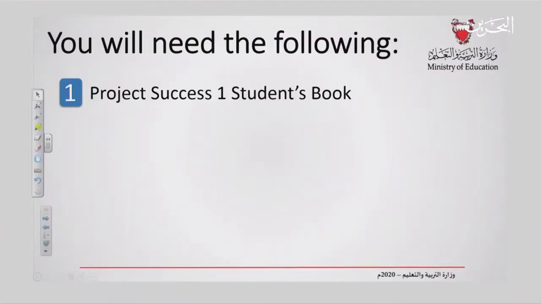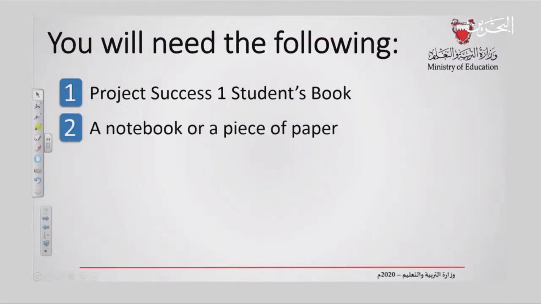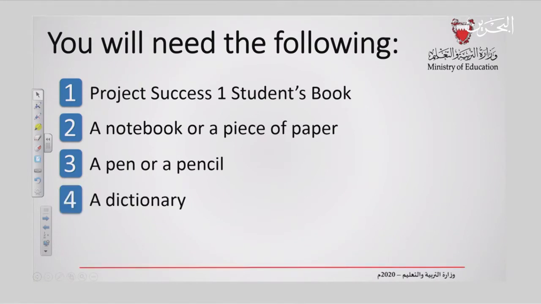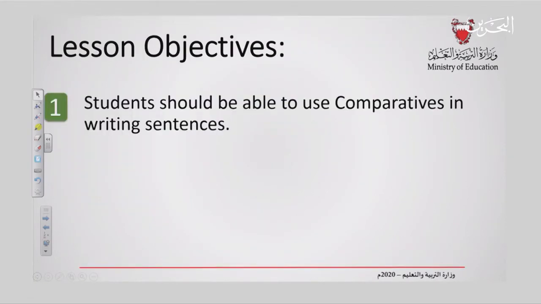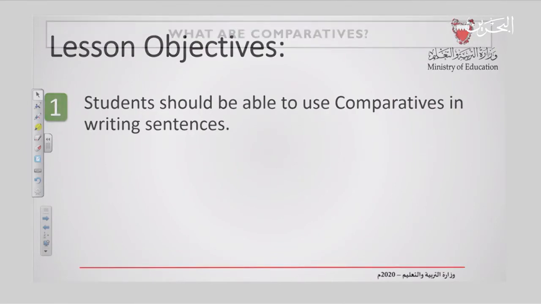Number 1, Project Success 1 Student's Book. Number 2, a notebook or a piece of paper. Number 3, a pen or a pencil. Number 4, a dictionary. Lesson objectives: by the end of the lesson, you should be able to use comparatives in writing sentences.